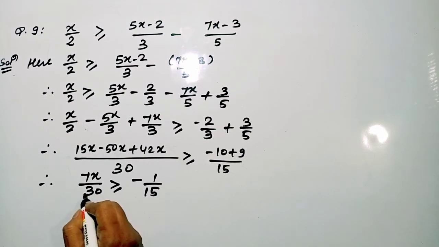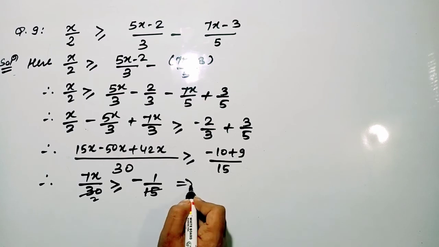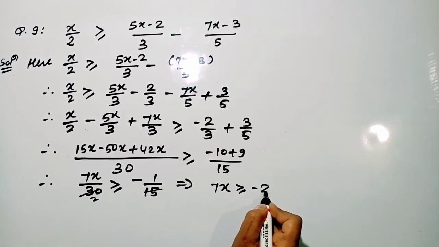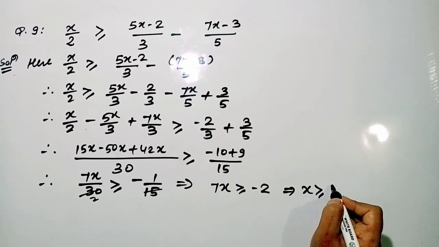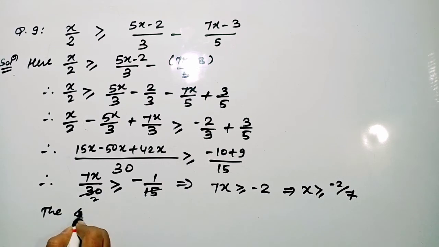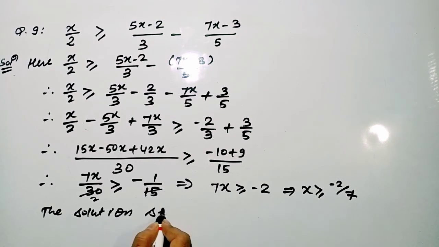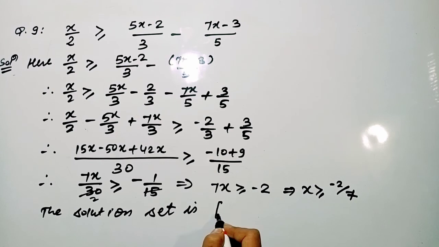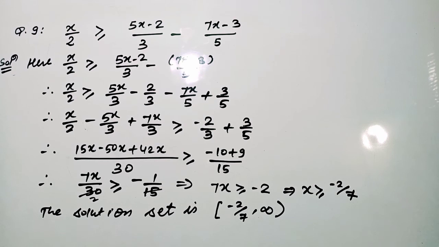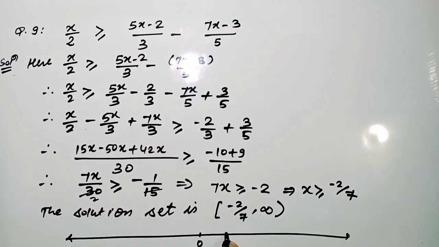By simplifying over here, 30 will be cancelled by 15, so 2 will be there, so 7x ≥ -1 into 2, so 7x ≥ -2, so x is greater than or equal to -2/7. So this point lies between 0 and -1. So the point from -2/7 to positive infinity, but here will be a closed-open interval, right? So the solution set will be -2/7 to plus infinity.